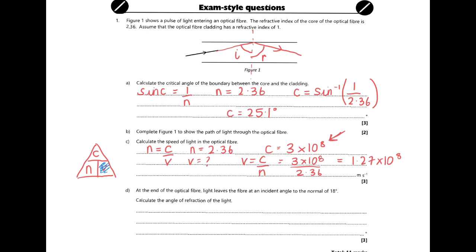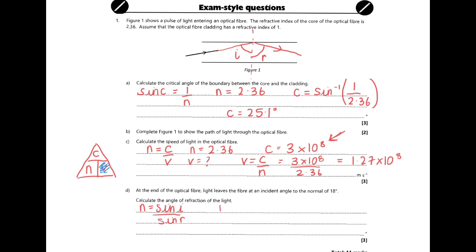For part D, at the end of the optical fibre, light leaves the fibre at an incident angle to the normal of 18 degrees. We need to calculate the angle of refraction of the light. So as it leaves, the light ray is going to speed up again because it's going back into the air. Therefore, it's going to refract, it's going to change direction. So the equation that we're going to use is n equals sine I divided by sine R.